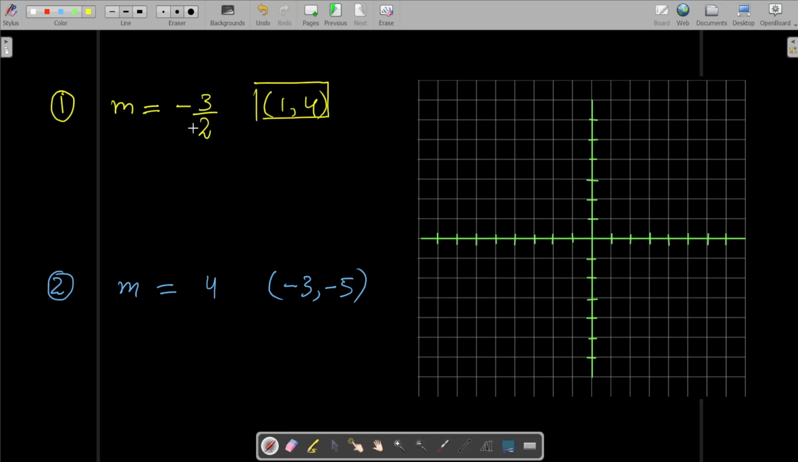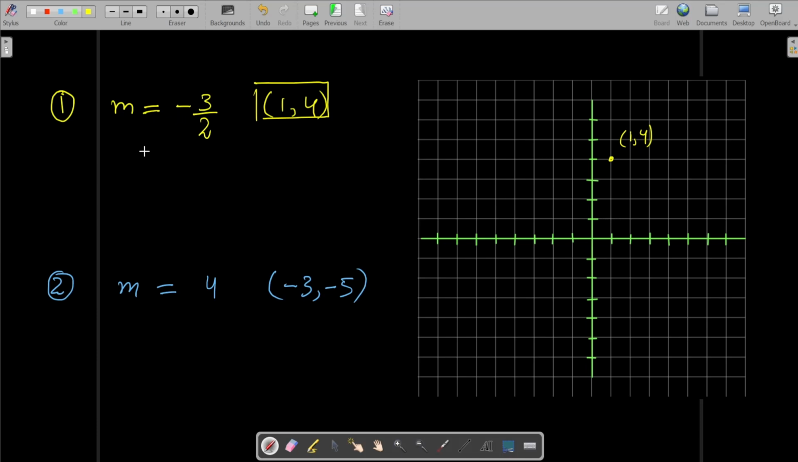In such scenarios, all you have to do is just mark the first point, and then we'll use this slope to mark the second point. Now how it's done, the first step is to mark this point 1 comma 4. So this is 1 right here, like x is 1 and y is 4. So 1, 2, 3, 4. So this point is 1 comma 4. So this is 1 comma 4 here.